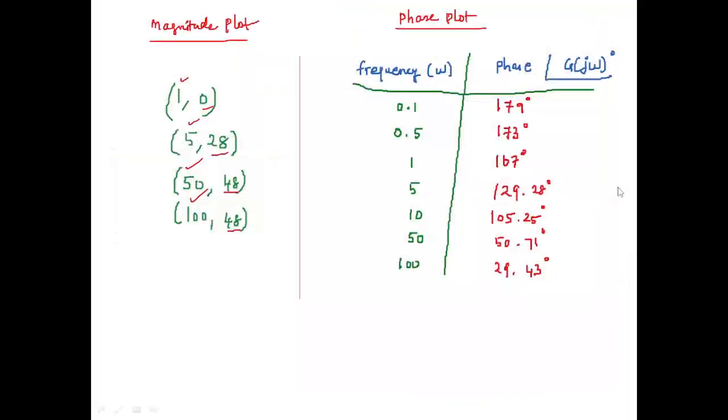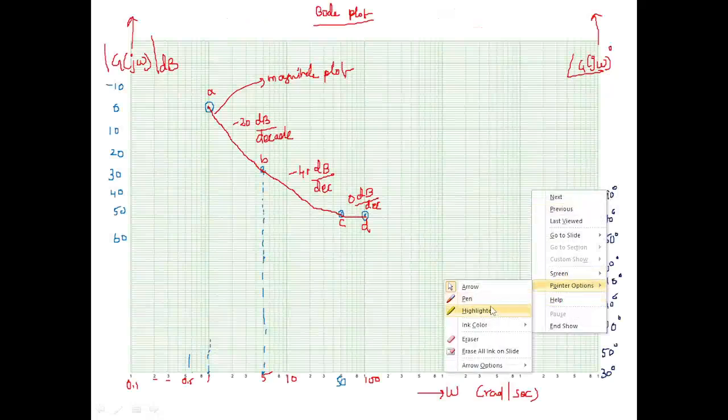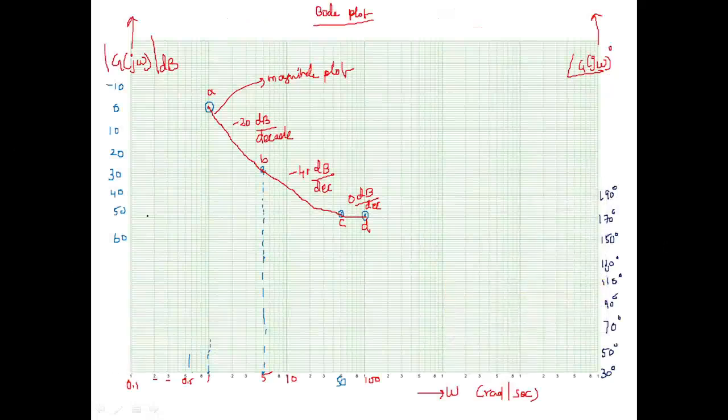What is the first value? 0.1 comma 179. Here is 170 and this is 180, so this is the first point. The second point is 0.5 comma 173. 170 is here, so 173 will be like here. So this is the first one and this is the second one.